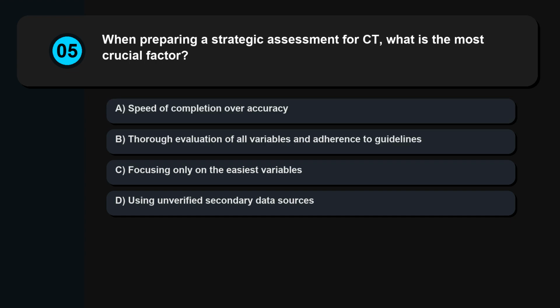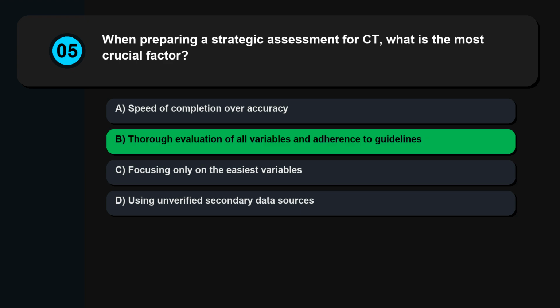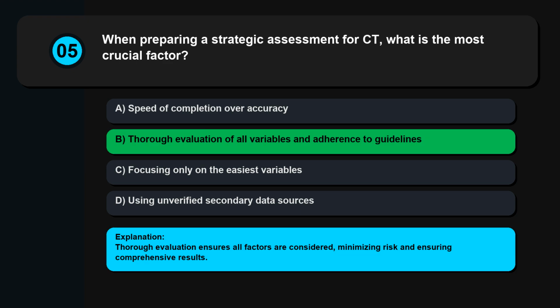Question 5. When preparing a strategic assessment for CT, what is the most crucial factor? Speed of completion over accuracy, thorough evaluation of all variables and adherence to guidelines, focusing only on the easiest variables, using unverified secondary data sources. Thorough evaluation ensures all factors are considered, minimizing risk and ensuring comprehensive results.